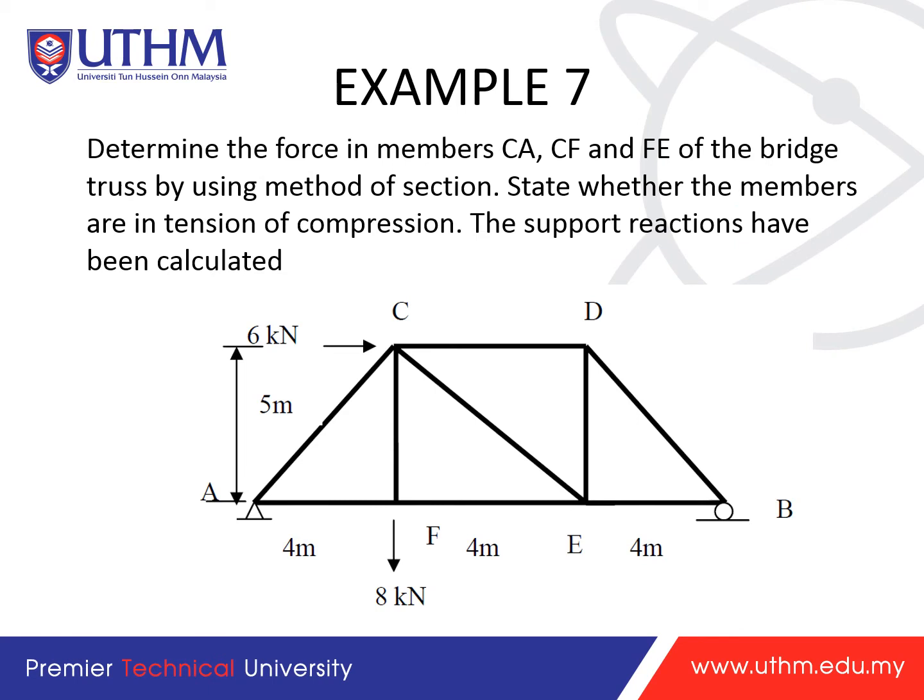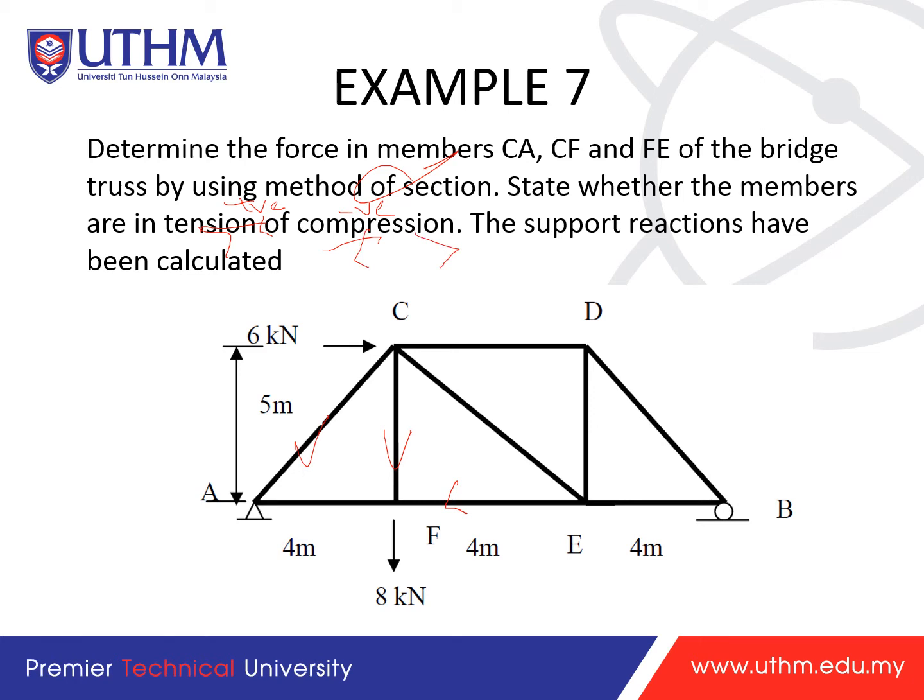So now look at example 7. Determine the force in member CA. You want to get this one, CA, and then you want to get CF, and then you want to get FE. You want to get these three member forces by using the method of sections. State whether the members are in tension or in compression. So you need to determine the positive and also the negative.